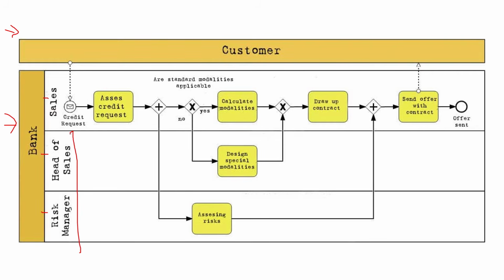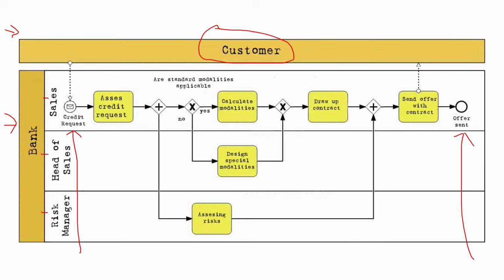You can see on the left side, there is a start event, and here we have one end event. The customer here is a black box. So this is basically the process of the bank, and we assume the customer to be a black box. We don't know what exactly the customer does, but we know that he or she is going to communicate with us and is receiving something.